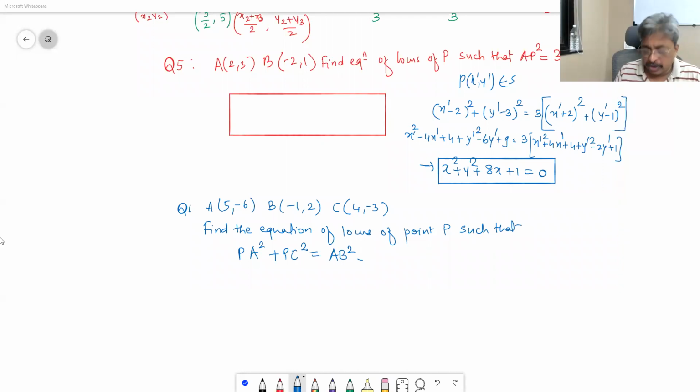Okay, the answer for this question is x square plus y square minus 9x plus 9y minus 7 is equal to 0.